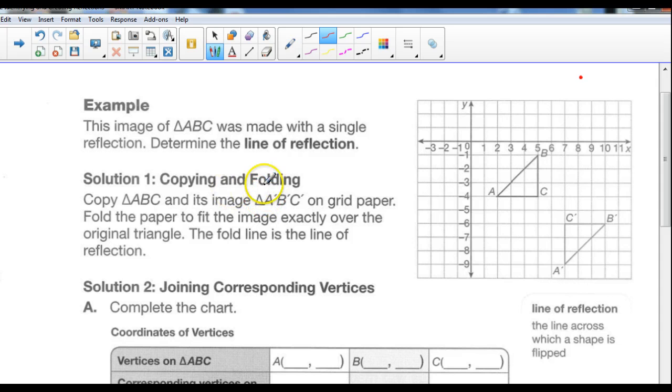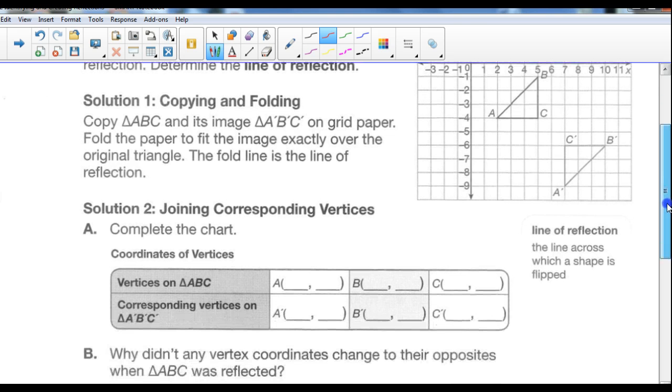Two ways you can do this. You can copy and fold it. So you can get some tracing paper. You can put tracing paper over here. You can trace each object out, and then you can fold it so that this image, when you fold it, lines up exactly over this one, and then that crease is going to be your line of reflection. Okay? Now what if you don't have tracing paper?